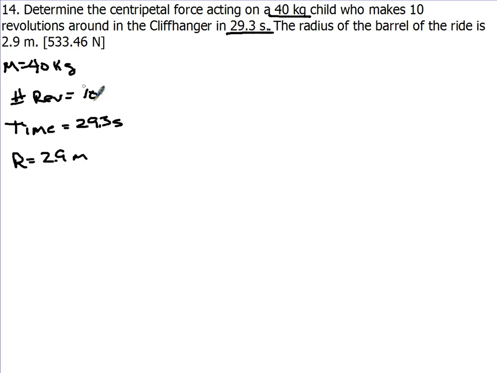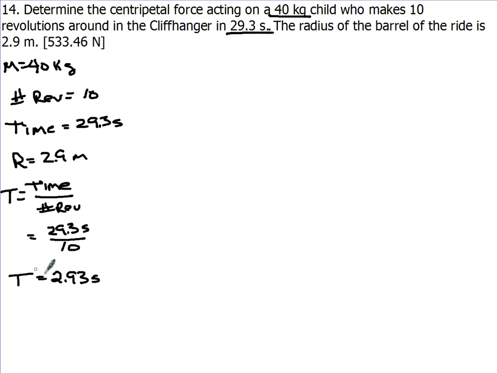Now, the first thing, I gave you revolutions and time, so the first thing you need to do is find the period. The period is the total time divided by the number of revolutions. The total time is 29.3 seconds divided by 10. Well, this one's easy: 2.93 seconds. So there's my period. And we're looking for centripetal force.